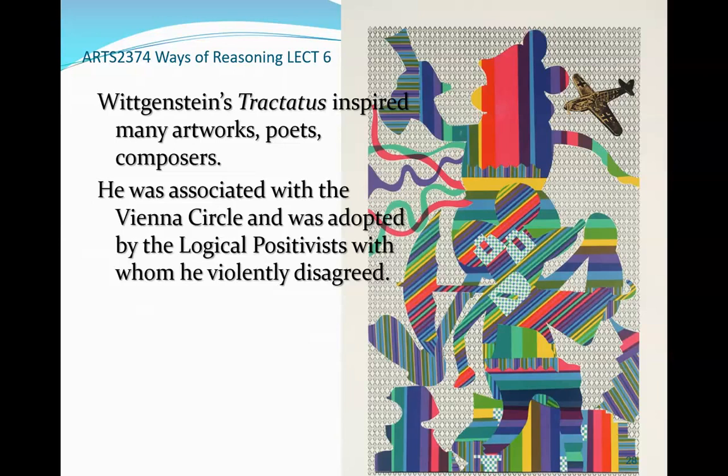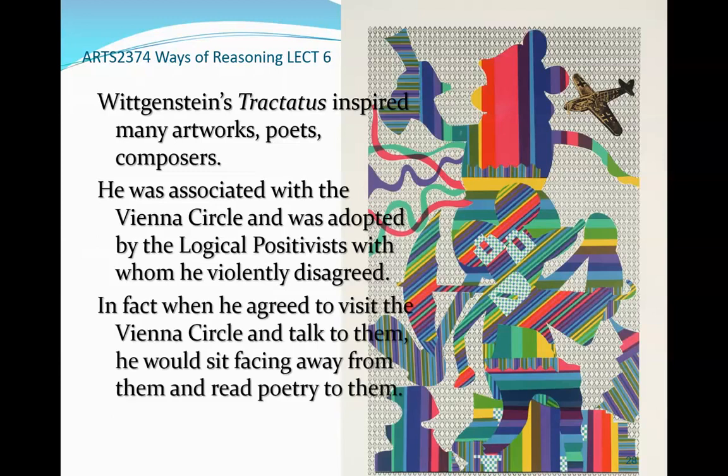And Menger, in his account of his time in the Vienna Circle, talks about how when Wittgenstein would come and talk to them, he would annoy them by actually sitting facing away from them and reading poetry to them. They didn't appreciate that. They actually wanted to ask him questions and to get clear what he was trying to say.